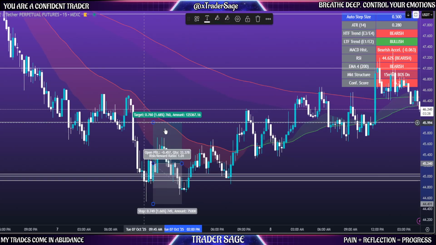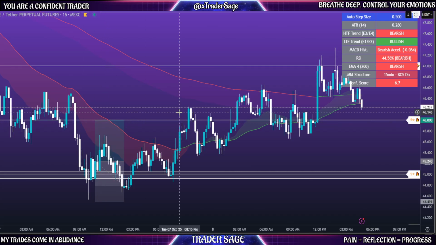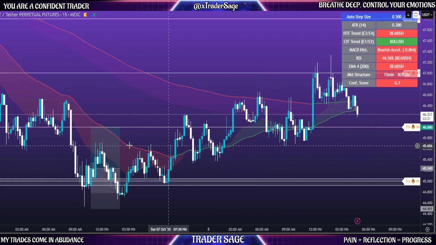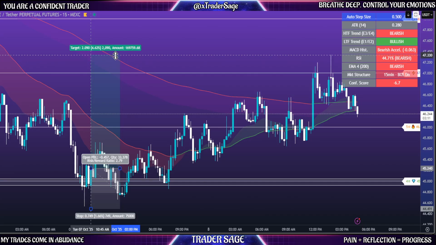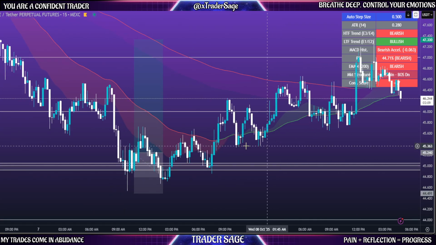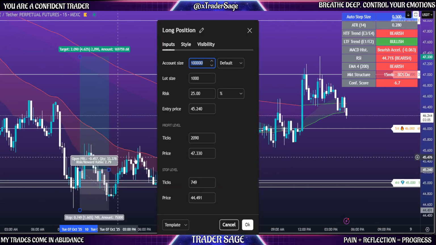So some people go for simple one-to-ones. Hey, that worked out for you. It hit that one-to-one and then you were Gucci. With that confirmation entry, this ran for about 2.7R. Okay. So that's with the confirmation entry at the key level of support.